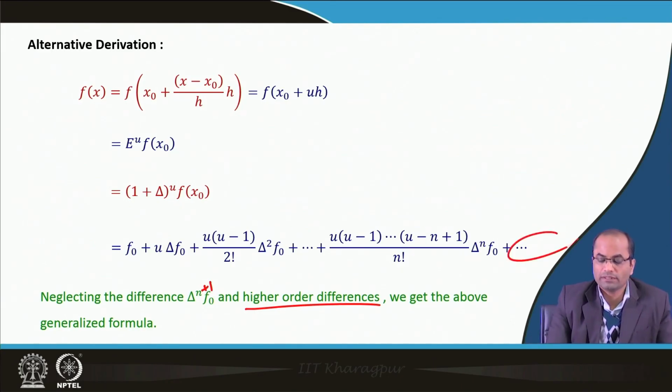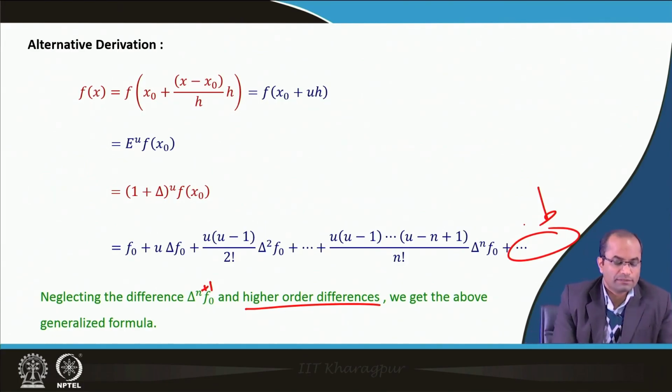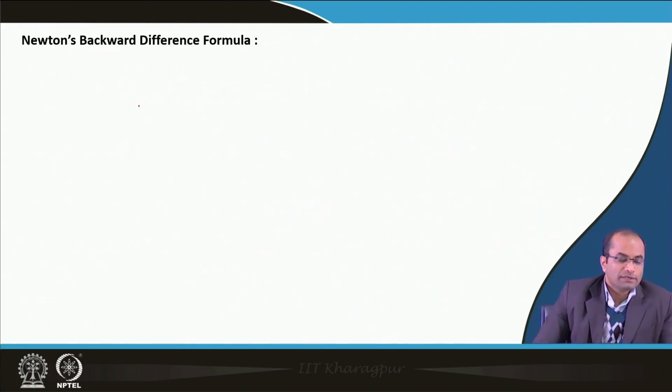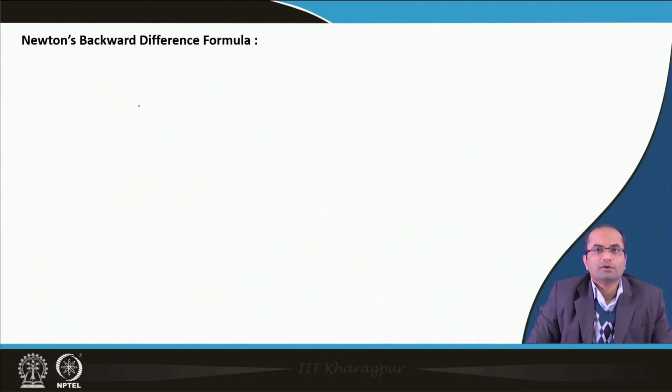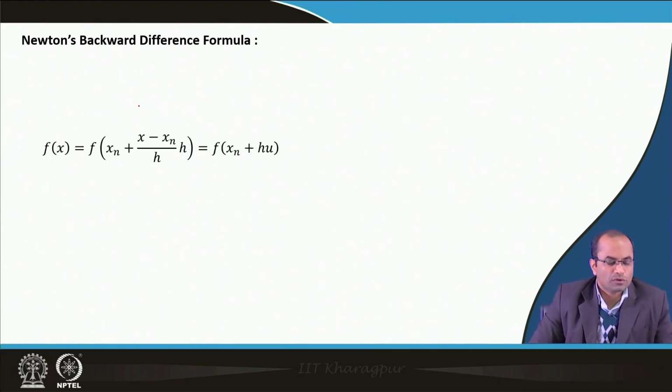So, if we neglect all these differences which are bigger than n plus 1, we can get the desired formula which we have just seen above, and replacing again u by this relation, we can convert into the form of x and h. So, there is Newton's backward difference formula. Having this Newton's forward difference formula, it is much easier now to talk about this.